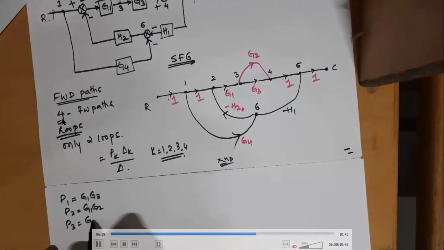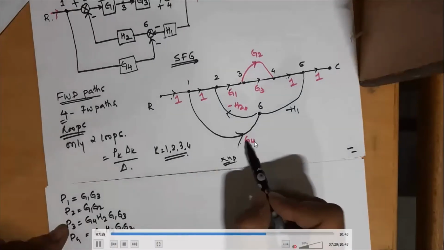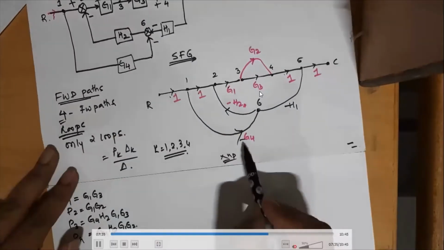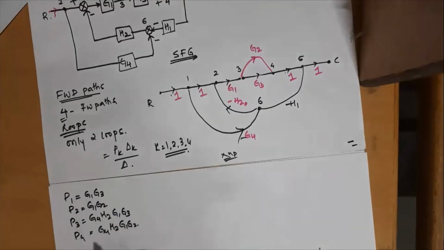Since there are 4 forward paths, k is equal to 1, 2, 3, 4. So let me write P1, first forward path, G1, G3, second forward path, G1, G2, third forward path is minus G4, minus H2, together it will become plus G4, H2, then G1, G3, and the last one is minus G4, minus H2, together it will become plus G4, H2, then G1, G2. I hope this should be clear to everyone.